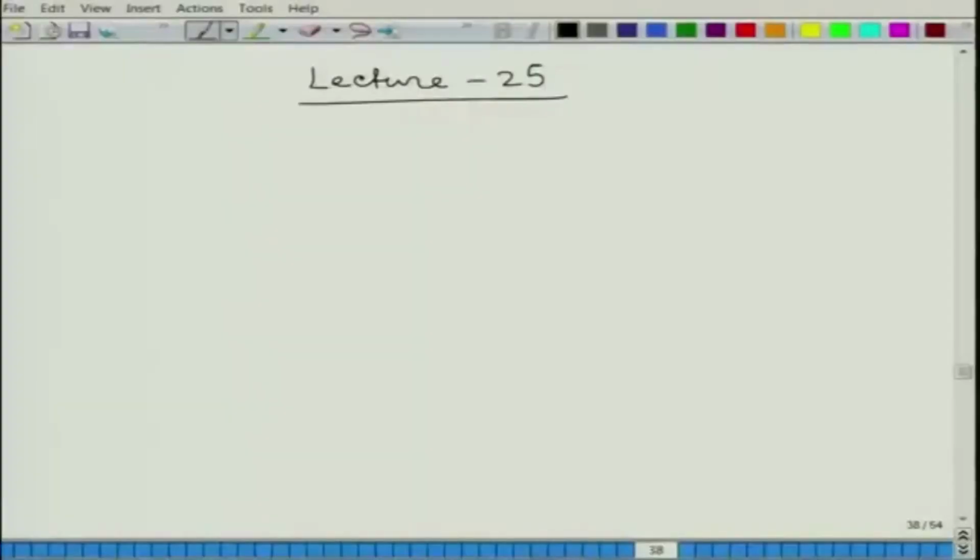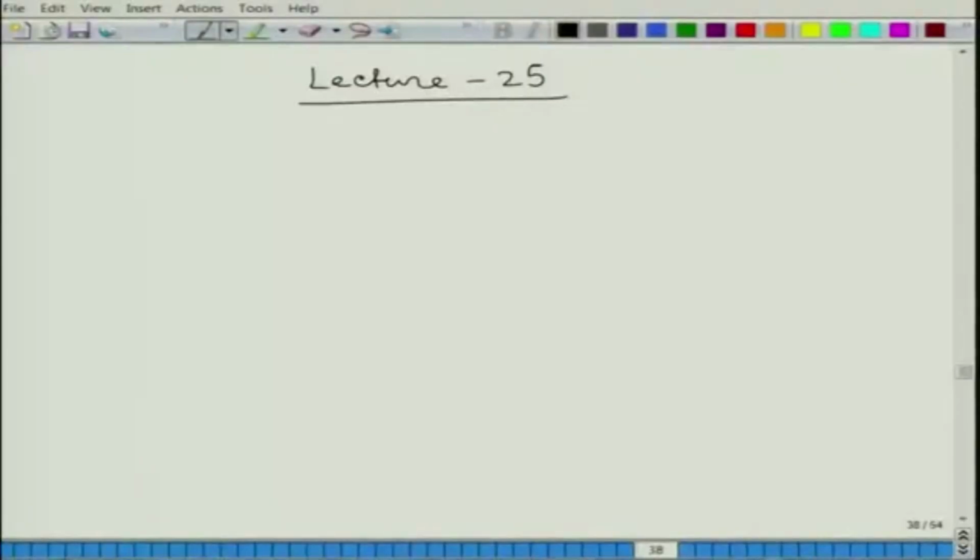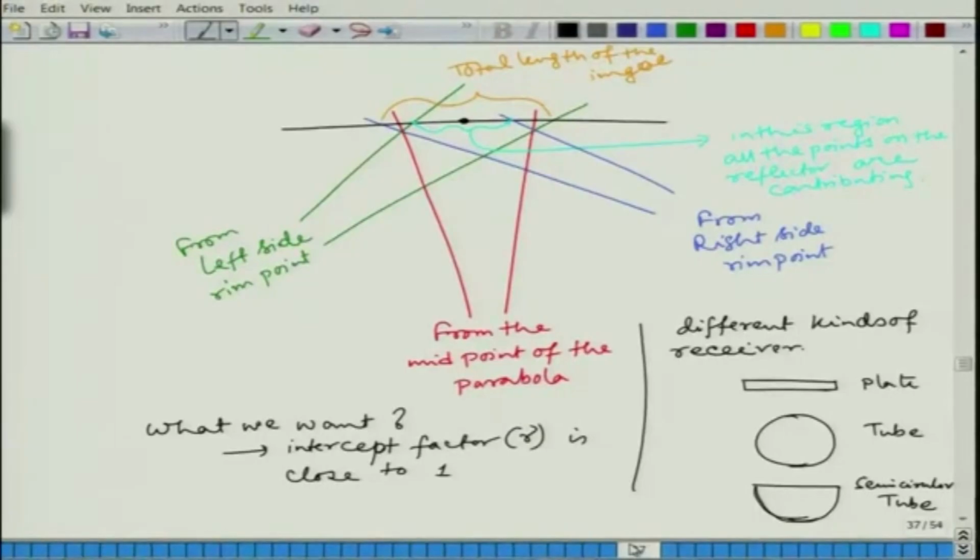concentration devices. Now we have started the first major concentrating collector, which is the parabolic trough collector, a linear concentrator, and we have seen how to look at the optical properties of that concentrator. So, I will complete that discussion which we started in the last class.